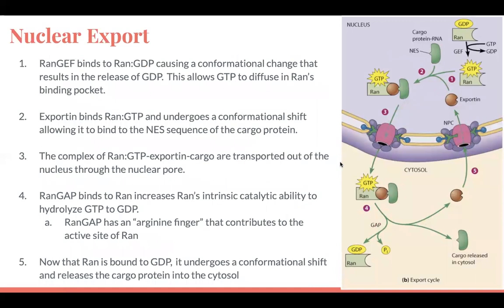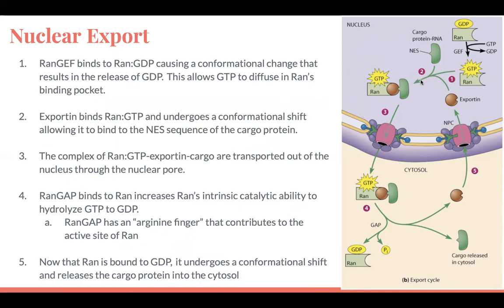Nuclear export. Step 1, RAN-GEF binds to RAN-GDP, and that causes a conformational change that results in the release of GDP. And then this open binding pocket allows GTP to diffuse into RAN. For step 2, exportin binds to RAN-GTP and it undergoes another conformational shift. This allows it to bind to the nuclear export signal, or NES sequence, of the cargo protein, which you can see in step 2.